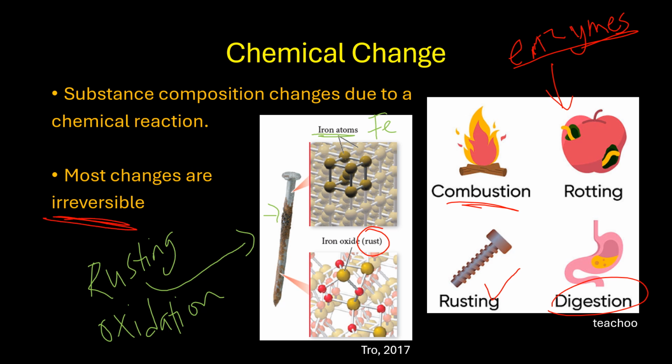So that means that we can't go back to the material we had before. This iron oxide doesn't just spontaneously go back to iron. This apple that rotted will never go back to being a whole apple. The ash, the product that is produced from the combustion of wood, doesn't just spontaneously become wood again. These things are usually irreversible. Some chemical changes can be reversible, but the majority are irreversible.